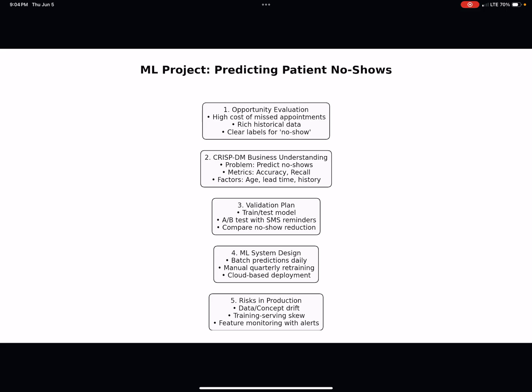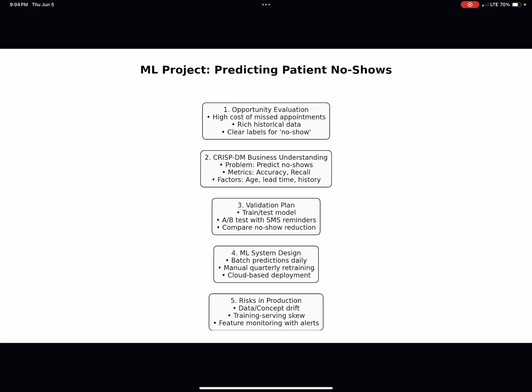So relevant features for this could include appointment day and time, lead time between scheduling and appointment. Like I said, the patient's age, prior no-show history, the distance from the clinic would be a big one, and the appointment type. Is it a follow-up or is it a new visit? What are we looking for in this appointment?